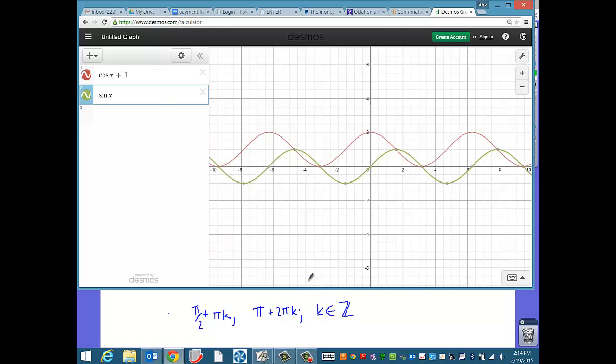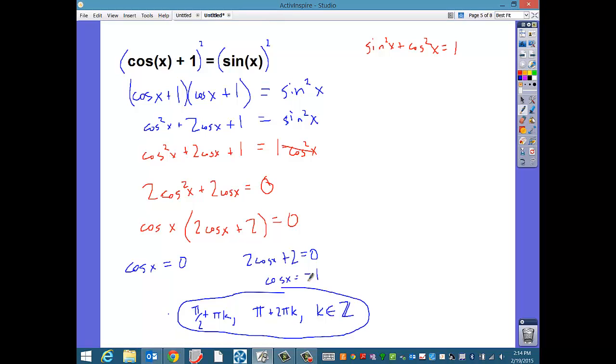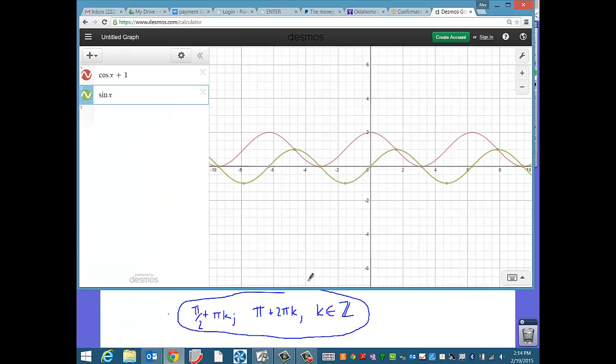So this is our solution set right here, that we should keep an eye on while we look at this graph. And we see pi over 2 plus pi k, so there's your pi over 2. And if you add pi onto that, you get 3 pi over 2. Do I see that? No, I don't. That doesn't seem to be a solution. Well, let's just make sure we have some of these others first.